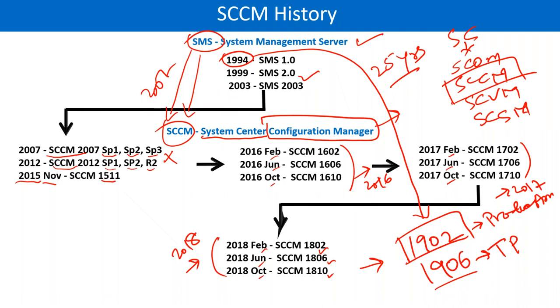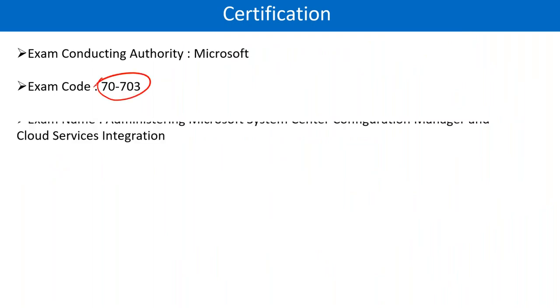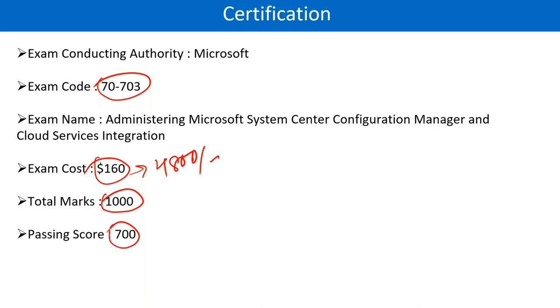This started in 1994. Now, let's talk about the certification. Almost all Microsoft technologies have certification, so Microsoft is conducting this exam 70-703. That's the exam code. The total cost of the exam is $160 if you are not in India. If you are in India, you will have to pay 4,800 Indian rupees. They are asking total marks 1,000 and you need to score at least 700 to pass the exam.